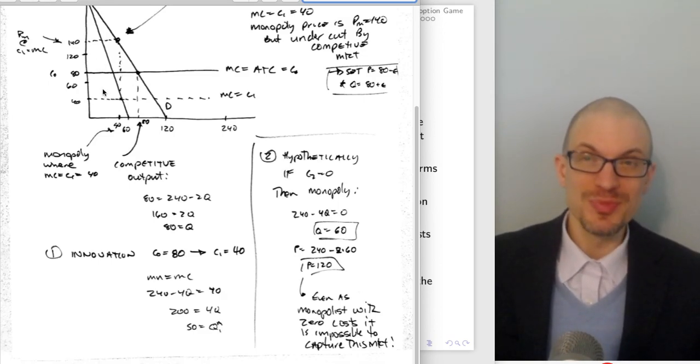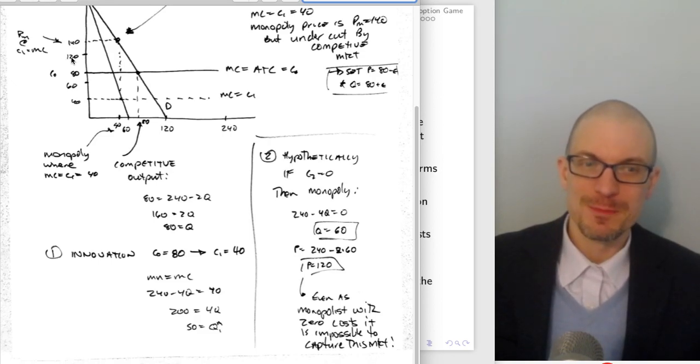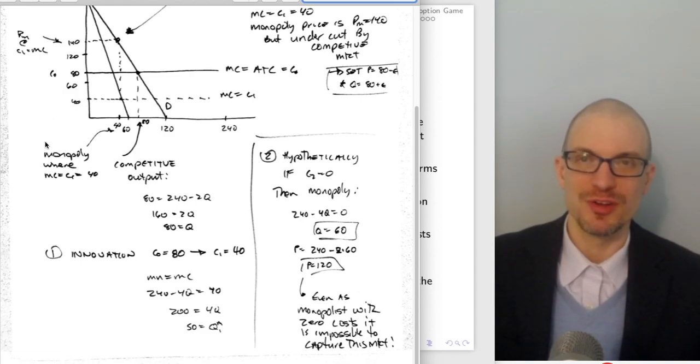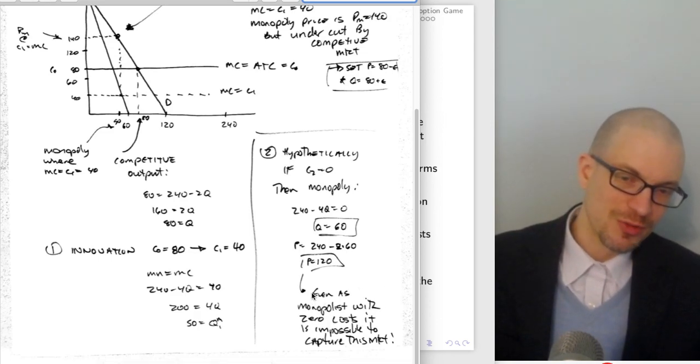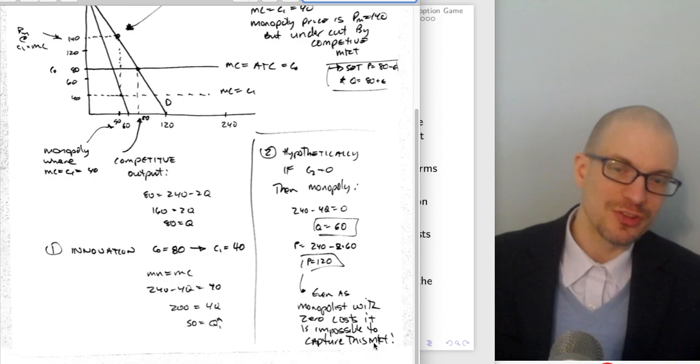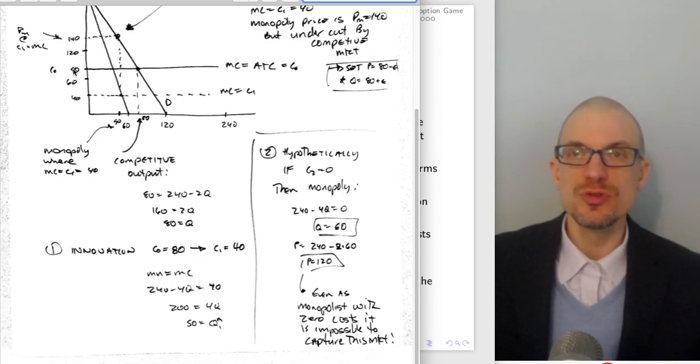Uh-oh, there's a problem. When my marginal cost is zero, my monopoly price is 120, but everybody else had a price of 80. So even if my marginal cost is zero, I cannot undercut my rivals as a true monopolist. Am I more profitable? Yeah. Am I able to capture the market? Yes, but not as a single price monopolist. I cannot get a large innovation in this market. So my comment, even as a monopolist with zero cost, it's impossible to capture this market. Why? Everybody else's costs were too low.